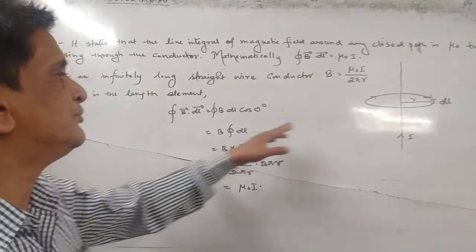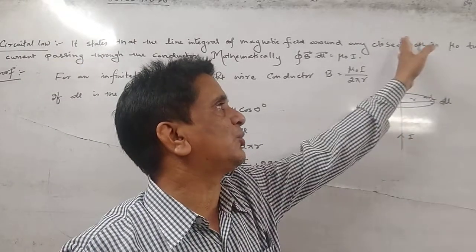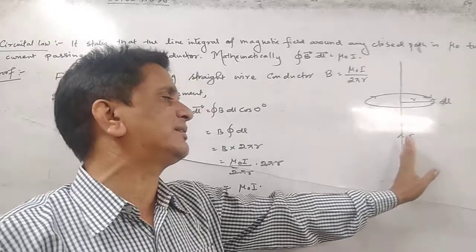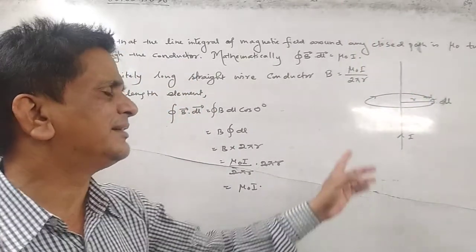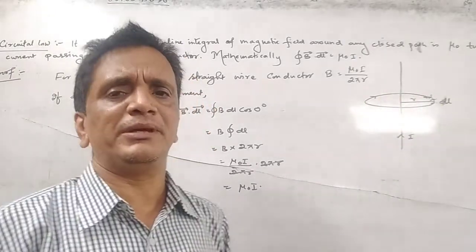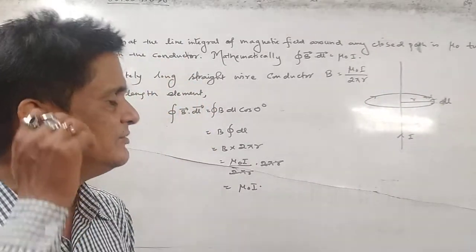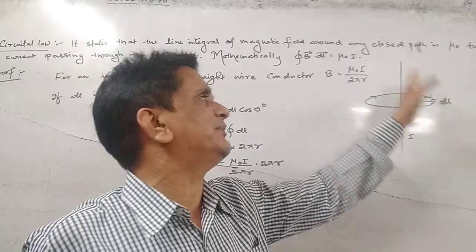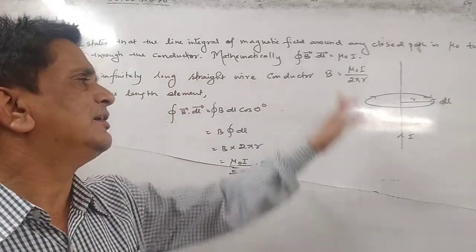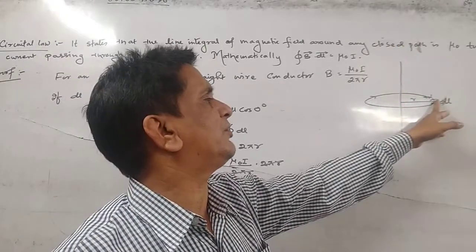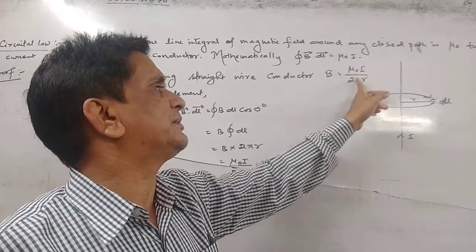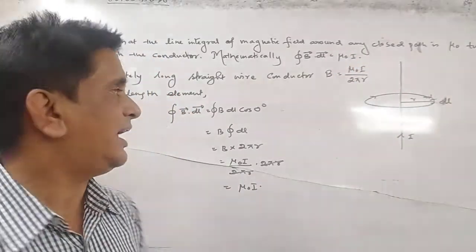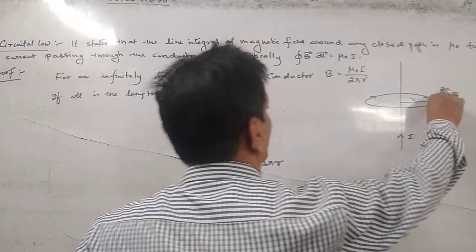Again I am repeating, we have taken an infinitely long straight wire conductor through which current I is flowing, and the magnetic field around it will be in the form of concentric circles. Let us take one such circle having radius r. Then the magnetic field on the circumference of the circle will be how much? B equals mu naught I divided by 2 pi r. And we have assumed dl is the length element on this circle.